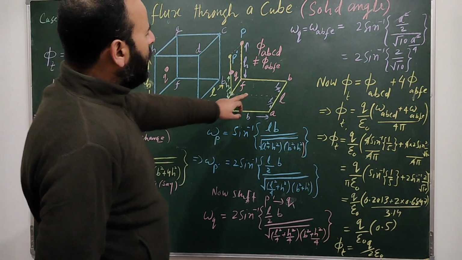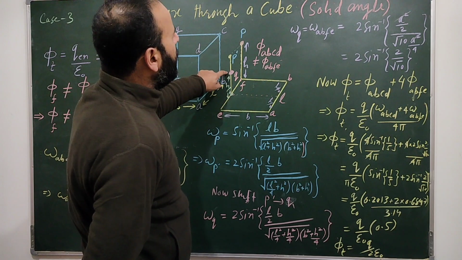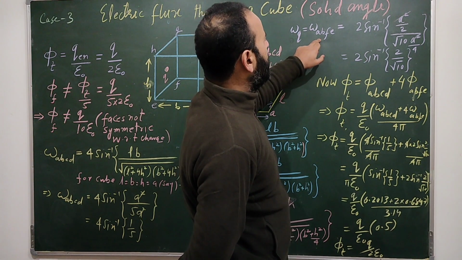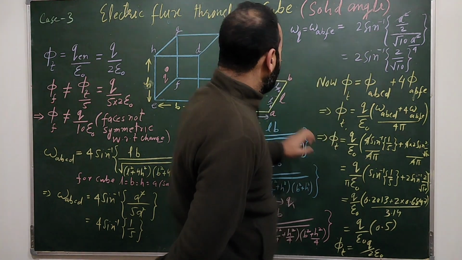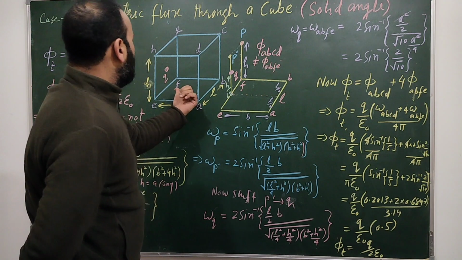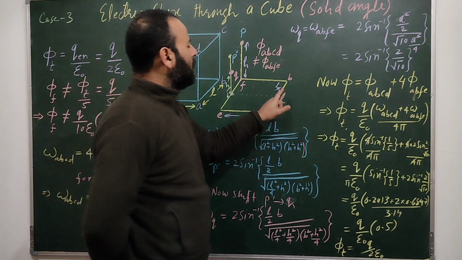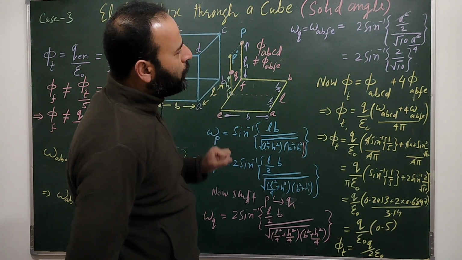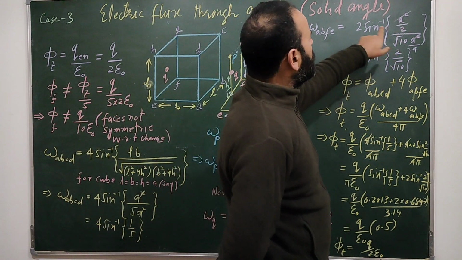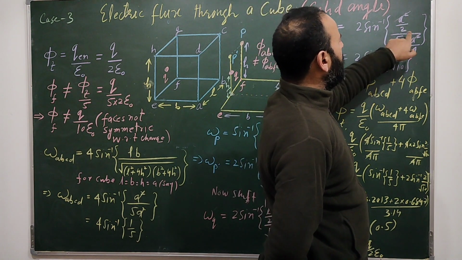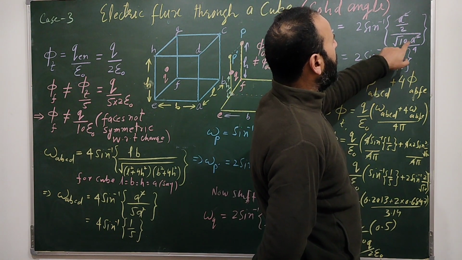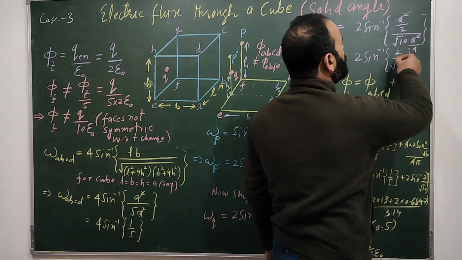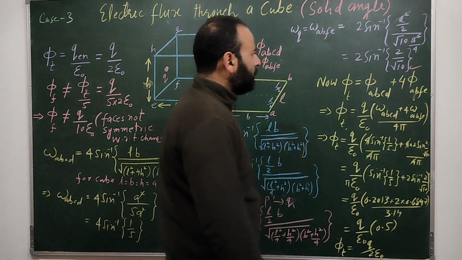So that means the solid angle subtended by this face at point Q, where the charge actually lies, is equal to sine inverse. Now since this is a square face actually, we can take L equal to A, B equal to A, and this H is now A by 2. Using all these things here, what we get is 2 sine inverse of A square by 2, divided by under root of 10 A to the power 4 by 4, so that comes out to be 2 sine inverse 2 divided by under root of 10.